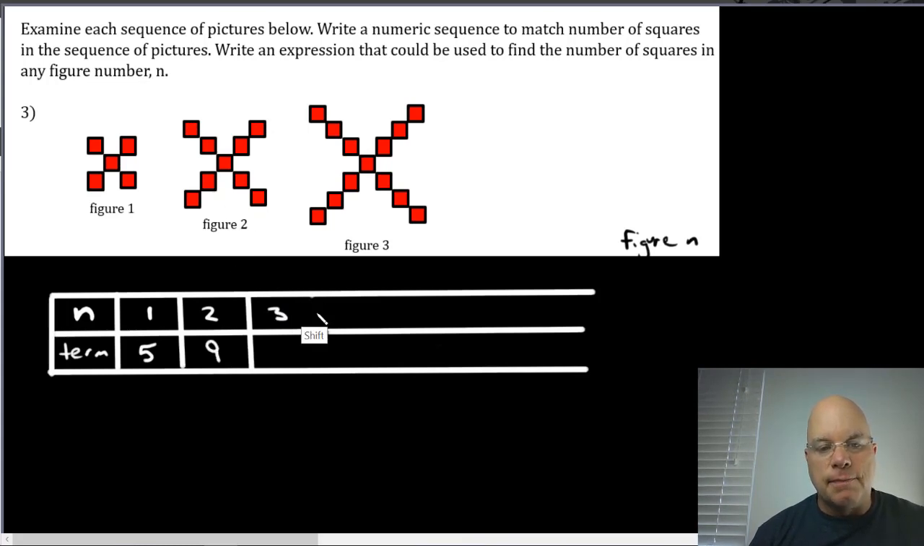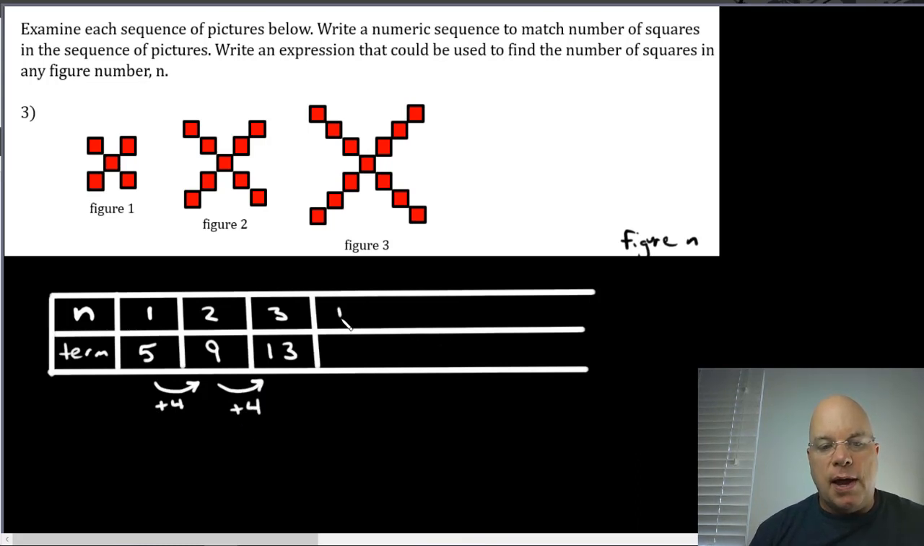For figure 3, we have the same as figure 2, but with 4 extra on the end. I think you can sort of see the pattern. It's plus 4 each time. So we indicate that this way. If the sequence is increasing by 4 each time, it's an arithmetic sequence.